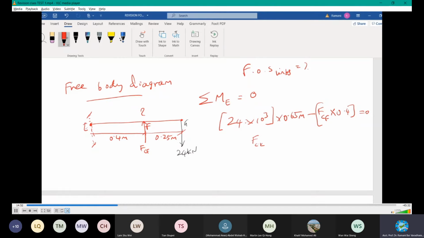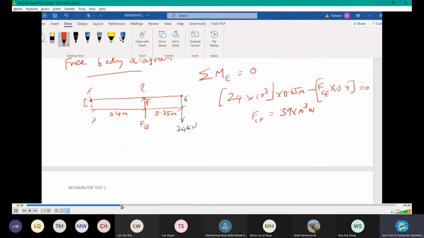I want somebody to answer. Hongxian. Hongxian is there? Please answer me, how much is CF? Hongxian. How much is the value of CF in newtons? Get me in newtons? Newtons.